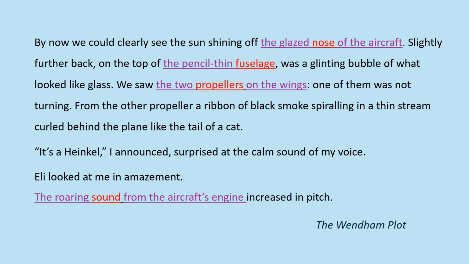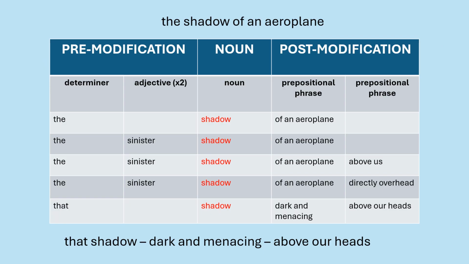We saw the two propellers on the wings. One of them was not turning. From the other propeller, a ribbon of black smoke spiralling in a thin stream curled behind the plane like the tail of a cat. "It's a Heinkel," I announced. Surprised at the calm sound of my voice, Eli looked at me in amazement. The roaring sound from the aircraft's engine increased in pitch. So examples there of pre and post modification to add that detail.